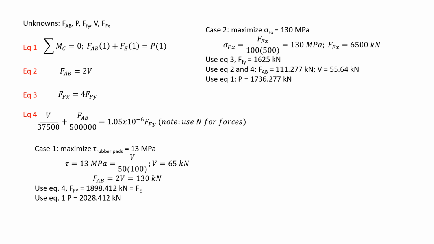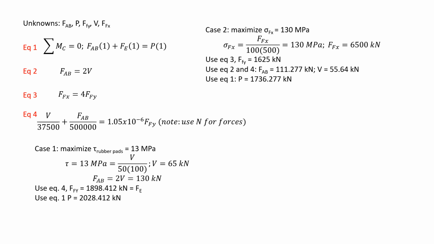you maximize the stress along the x-axis of bar F. So, ganun pa rin naman yung formula natin ng stress. F over A pa rin siya. Area, 100 times 500. So, ito na, 6,500 kilonewton yung FFX. And so, you have equation 3. You use equation 3 to get FFY and equation 2 and 4, 2 equations 2 unknowns, to get FAB and V.